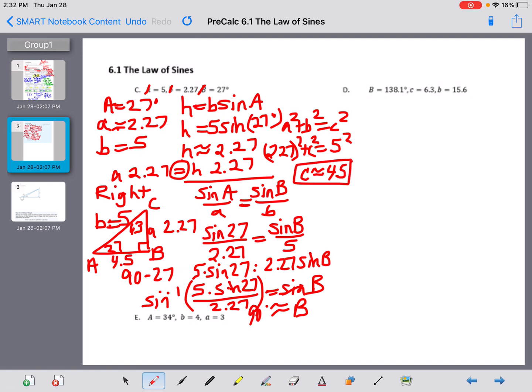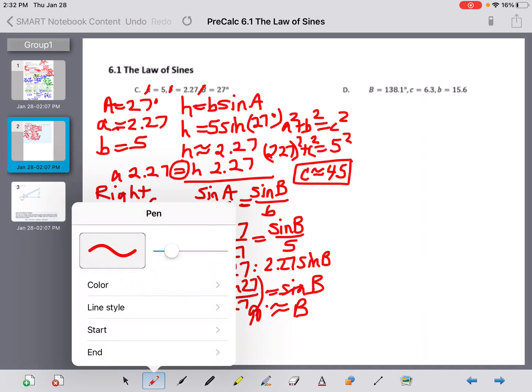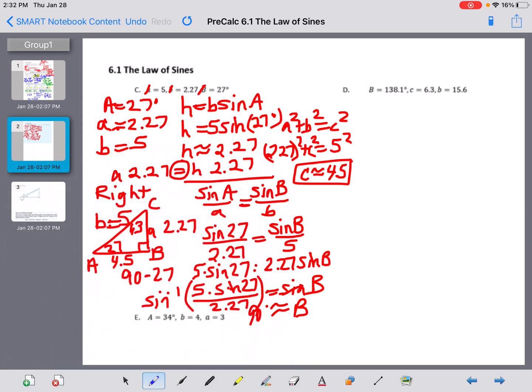Okay, once again, the longest side is across from the longest angle, 90, and 5 is my longest side. The smallest angle is 27, and across from that is 2.27. All my numbers are making sense, so I'm good to go. All right, let's try another one. And I'm assuming maybe we'll have a different pattern here, okay?